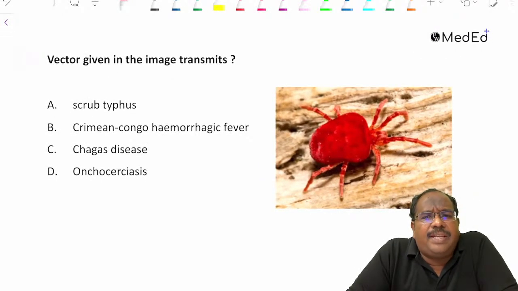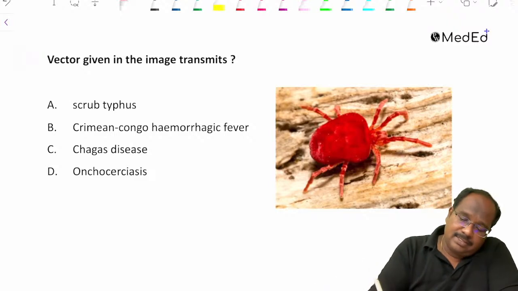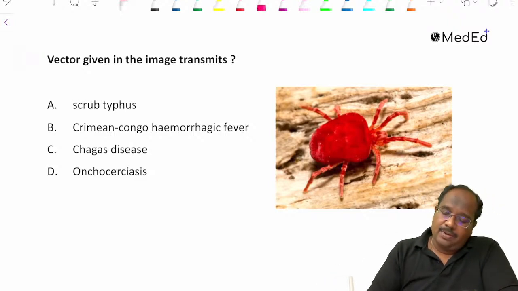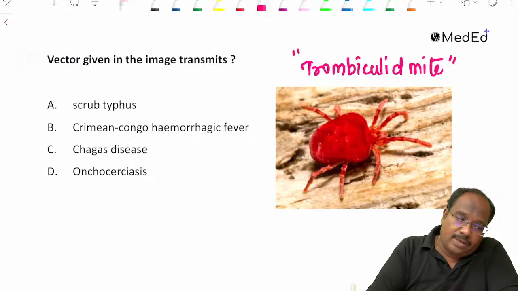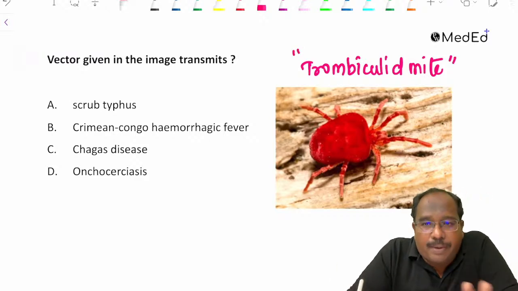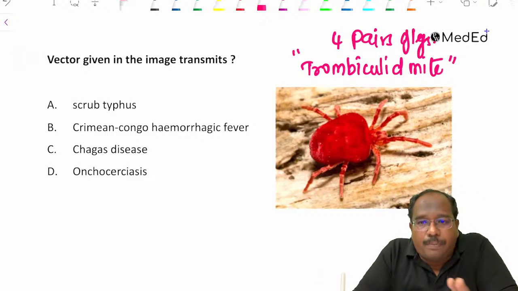The vector given in the image transmits what? What is this vector? Yes, it's a mite. We call this a trombiculid mite. It has 4 pairs of legs.